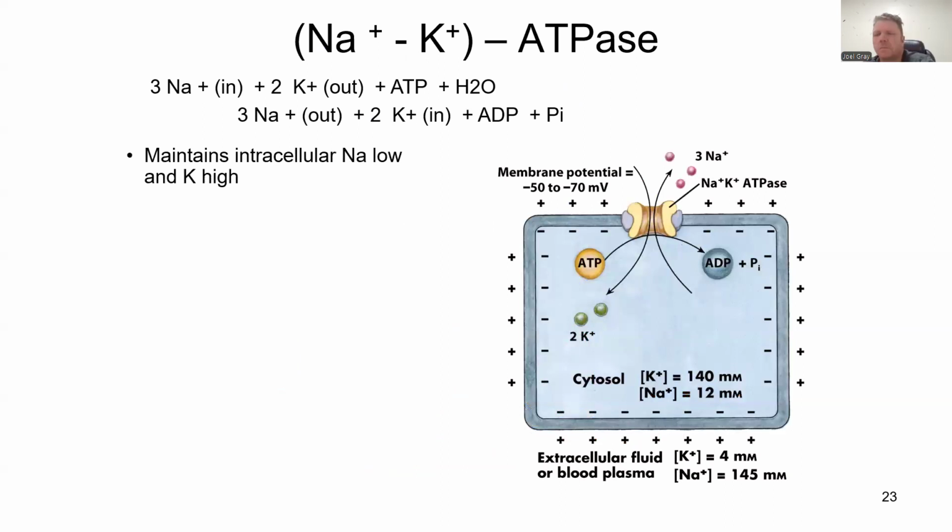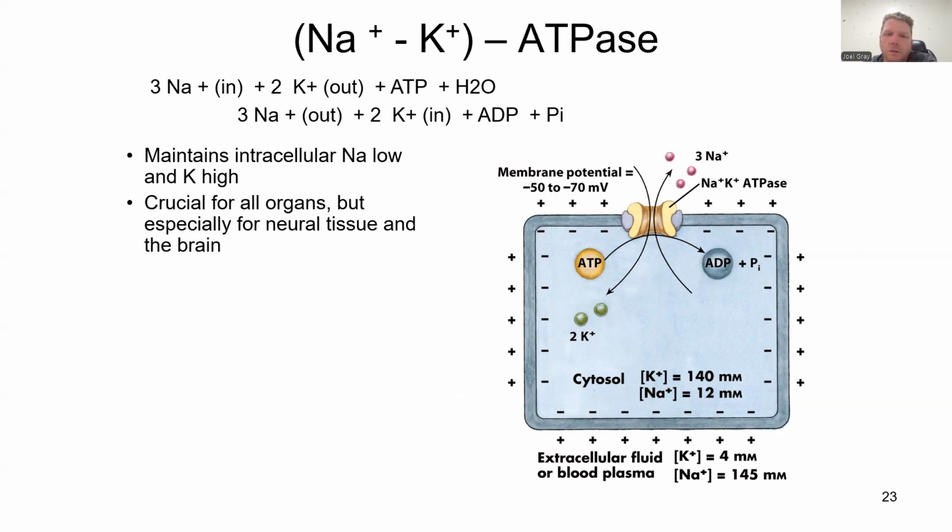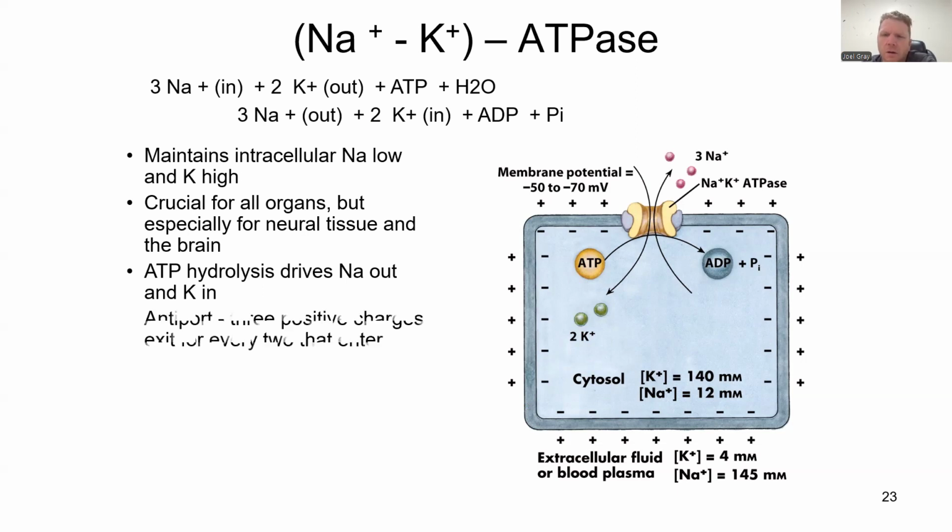Now, there are some particular proteins that I want you to be familiar with. Those are the sodium potassium ATPase. This is a protein complex that maintains intracellular sodium low and potassium high. These are crucial for all organs, but especially for the neural tissue, your heart, and the brain. ATP hydrolysis drives Na out and K in. Okay, so ATP hydrolysis is getting sodium out and potassium in. So it's almost like we've got that secondary active transport, but it's all consolidated.